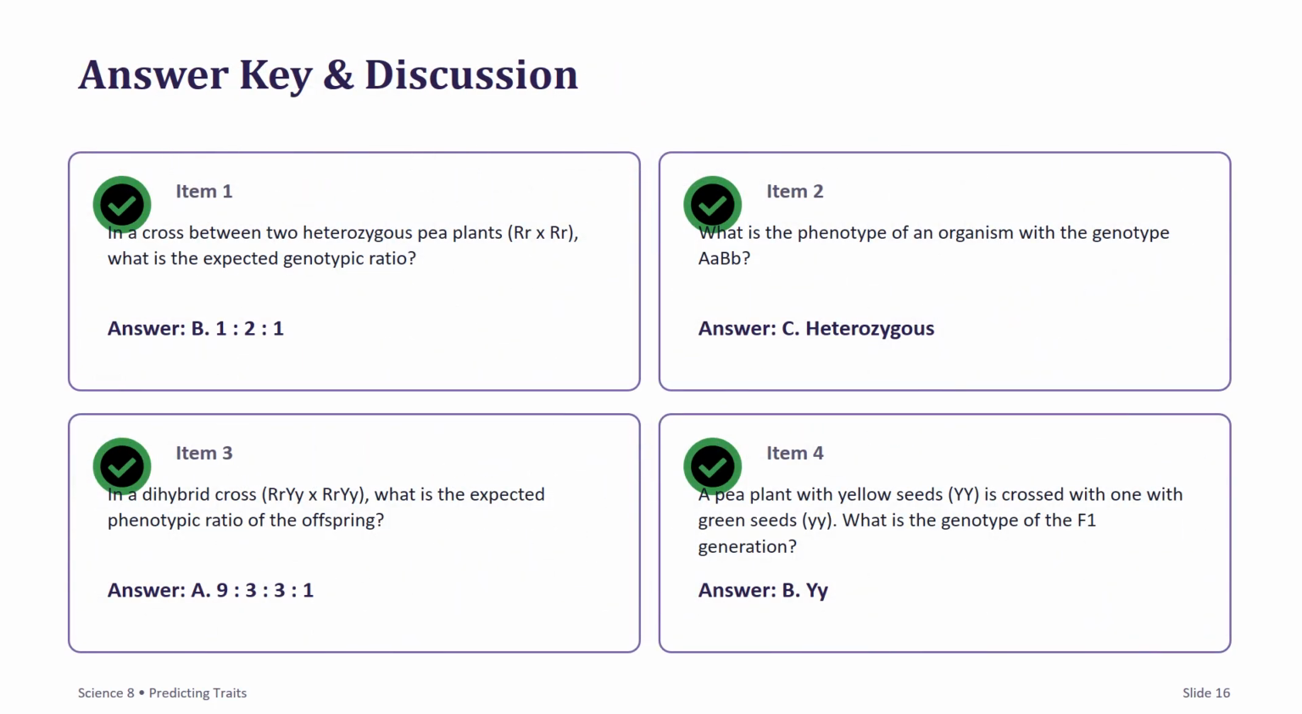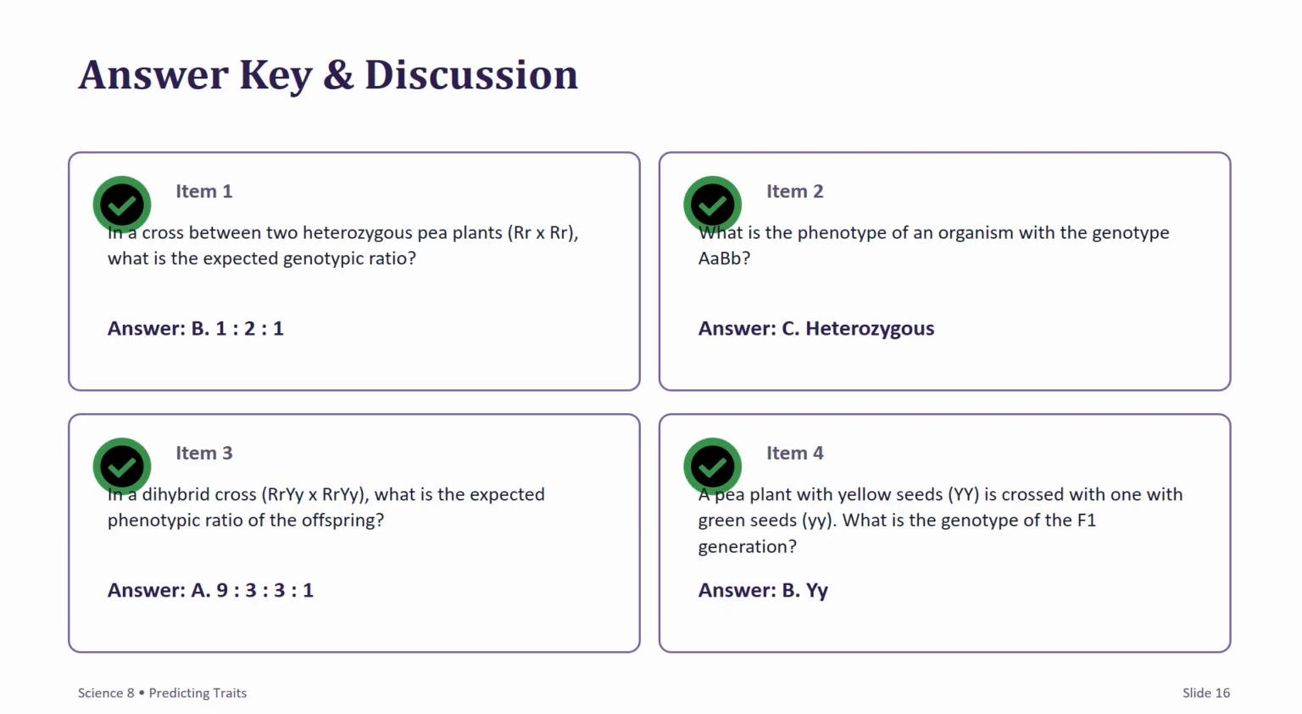Let's go over the answers together. Item 1 asked, in a cross between two heterozygous pea plants, Rr crossed with Rr, what is the expected genotypic ratio? The correct answer is letter B, 1 to 2 to 1. Item 2 asked, what is the phenotype of an organism with the genotype Aa Bb? The correct answer is C, heterozygous.